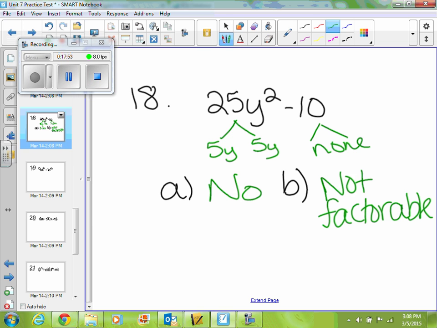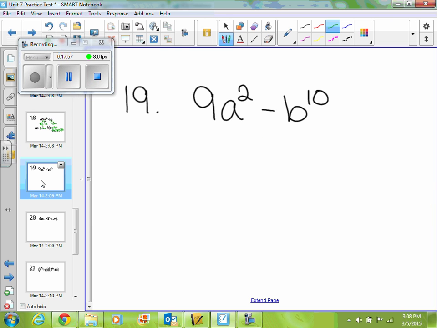Alright, so any questions on 18? Alright. Last one, that 19, last one like this. 9a squared minus b to the 10th. What are my factors of 9? 3 and 3. So 3a and 3a. What about b to the 10th? b5 and b5. Very good.